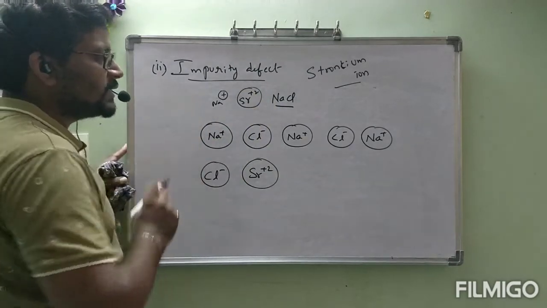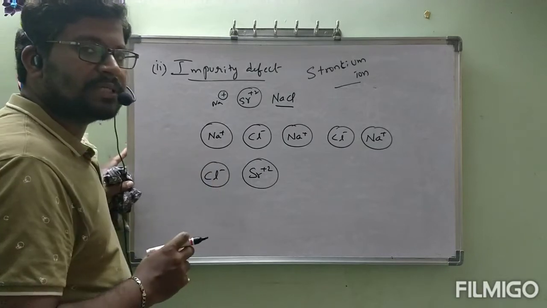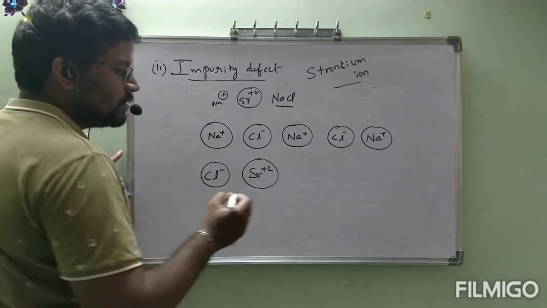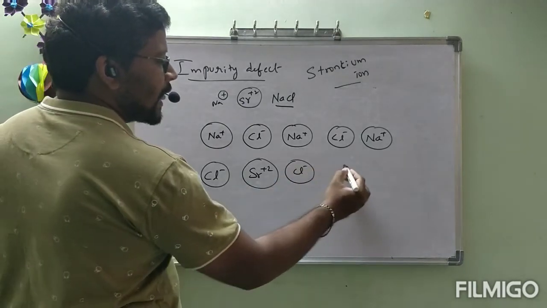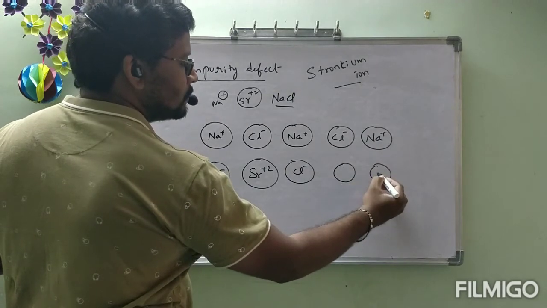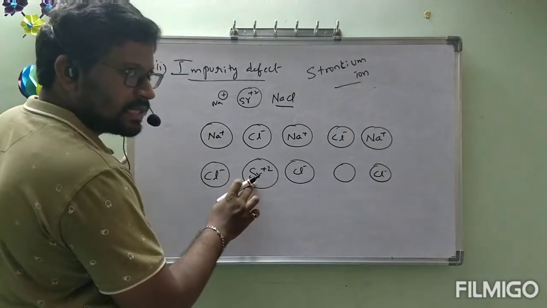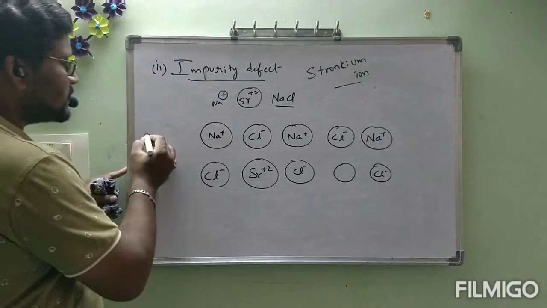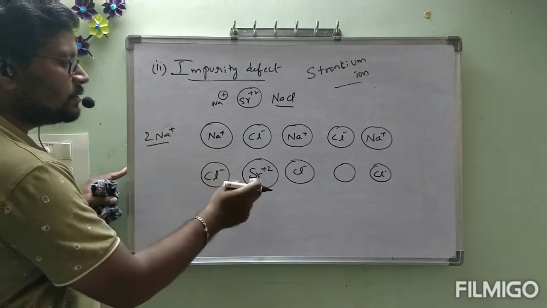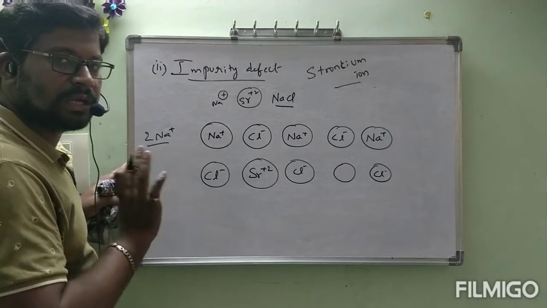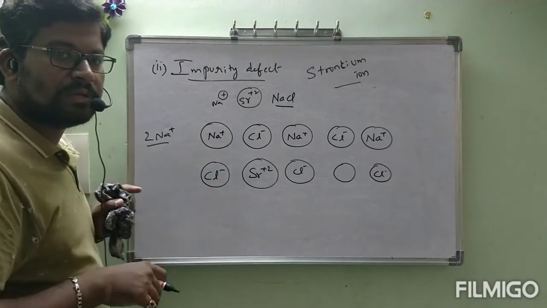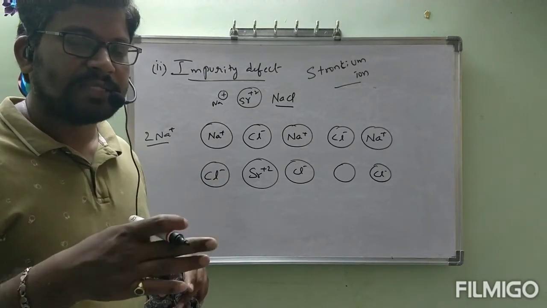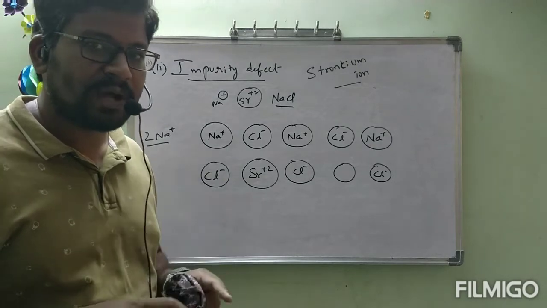Even though it is an impurity defect, electrical neutrality must be maintained. It means total positive charge must be equal to total negative charge. Then what is going to be affected? Instead of this Sr plus 2, 2 Na plus ions are gone out. 2 Na plus ions will be equal to 1 Sr plus 2, according to charge, not mass. Previously we talked about density, which means mass. Even the formula: number of positive ions is equal to number of negative ions, so the formula is the same.